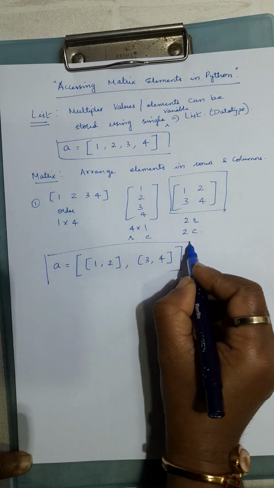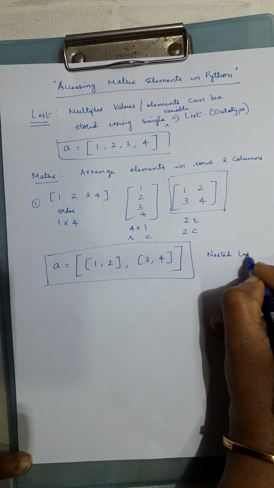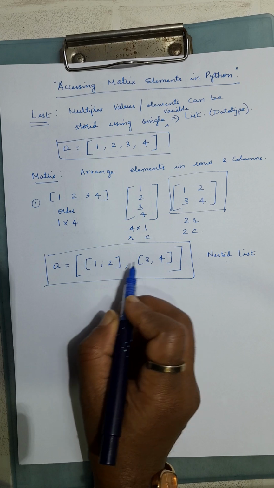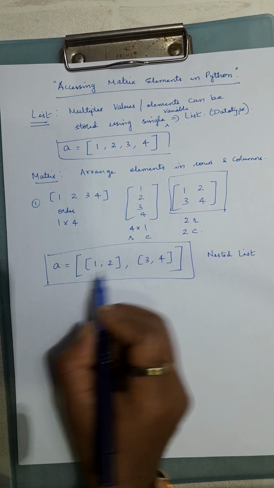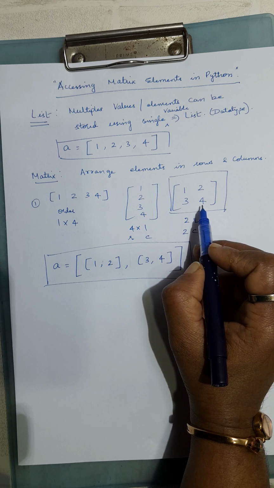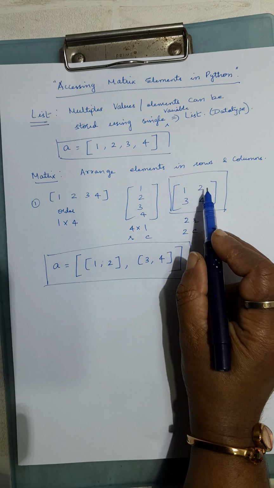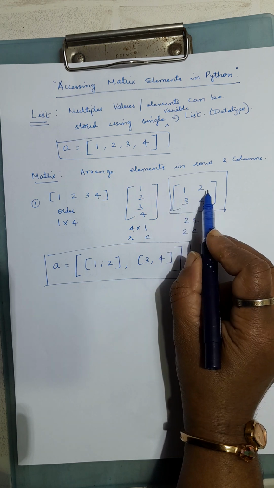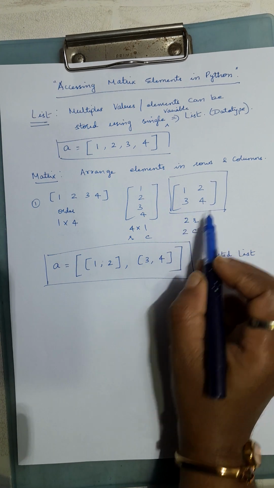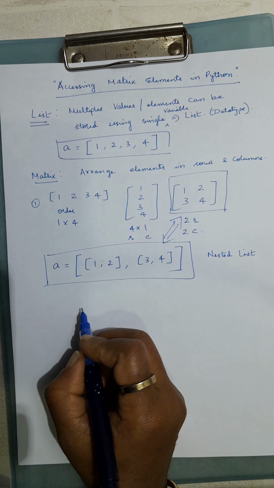This is how we represent a matrix, a list. This is called a nested list, list within list. How many lists are there? There are 2 lists. So by inference, we can say this is the matrix element. This is how I need to store the matrix elements: first row, second row, first column, second column. The first row has the elements 1 and 2. Second row, 3 and 4.